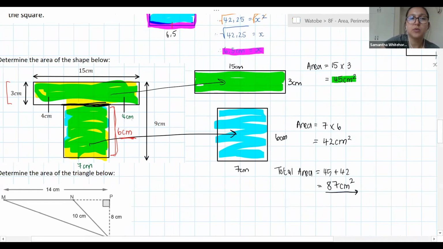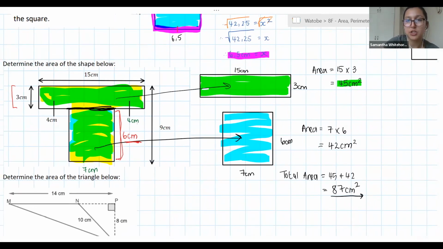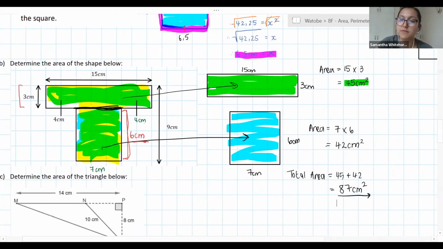So this was quite a tricky one because we had to break our shape down into shapes that we're more comfortable with. But just remember that once you've found all of the component areas, we just add them together to get our final total area. I will leave that up in case anyone would like to take a screenshot.